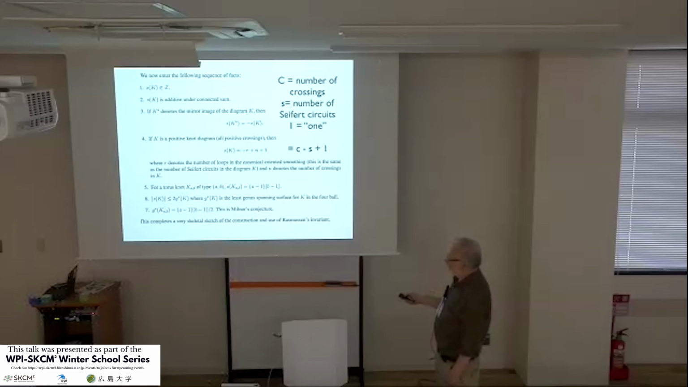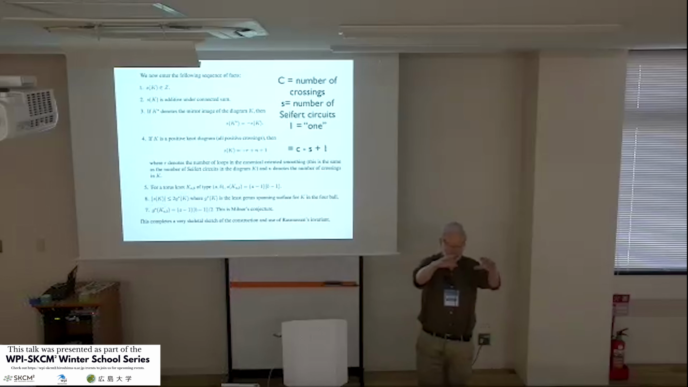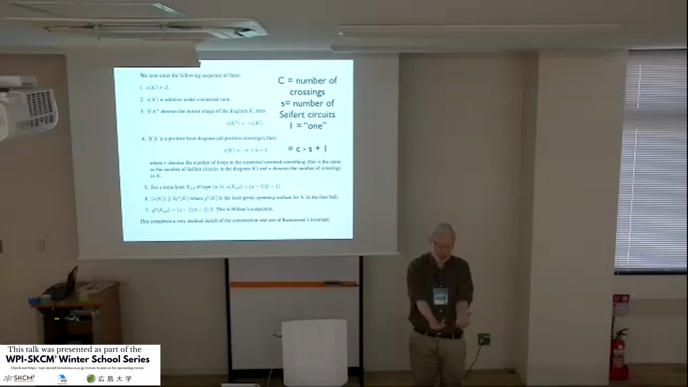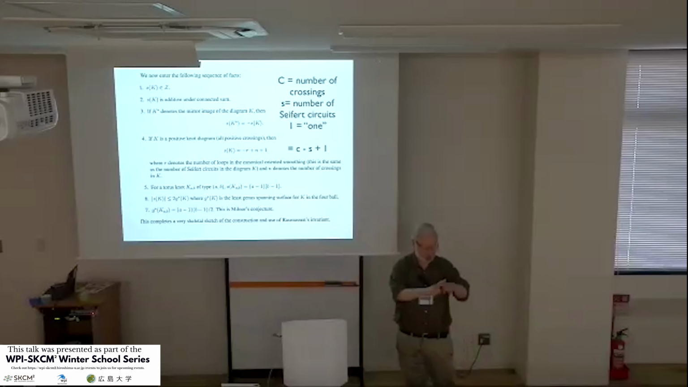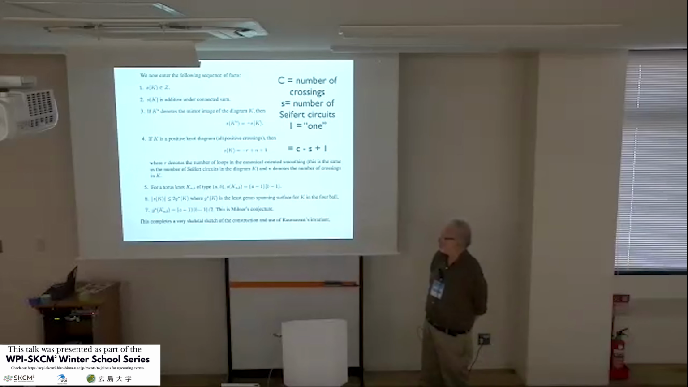And you get that the Rasmussen invariant is a lower bound on the 4-ball genus of the knot. If you have a knot and you try to bound it with a surface in 4 space, the Rasmussen invariant says the genus can't be less than a certain amount. And if you have a positive knot, positive crossings, then you can calculate the genus very easily, because of the fact that you have this inequality.